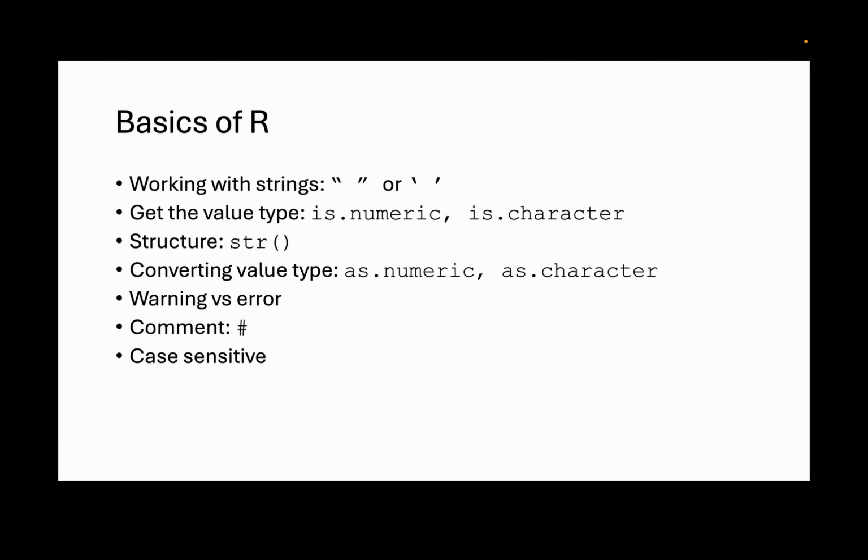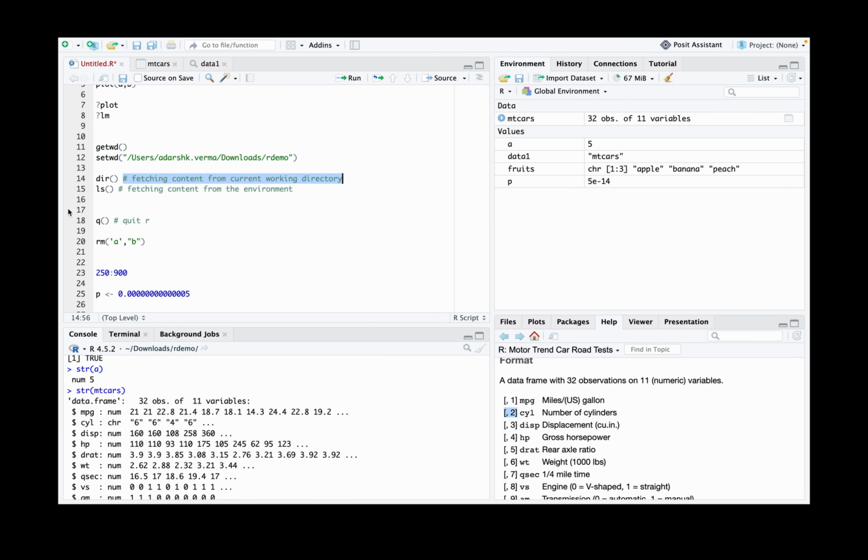Okay. Last thing is that everything in R is case sensitive since it is a programming language. Whenever you are using small a, use small a. If you are using capital A, use capital A. Whether it is a string, variable names, folder names, anything, anywhere, everything is case sensitive.